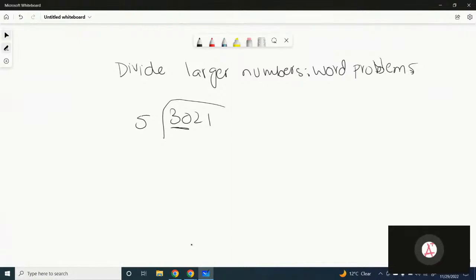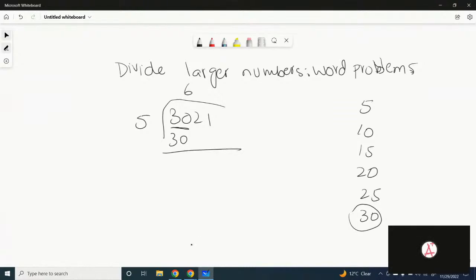So count the table of 5 until you get 30 or a number that is less than 30, not greater. 5 times 1 is 5, 2 is 10, 3 is 15, 4 is 20, 5 is 25, and 6 times 5 is 30. So here we have 30. Very good, 5 times 6, that would be 30. 30 subtract 30 is 0. Got it? Okay, bring the next digit down.